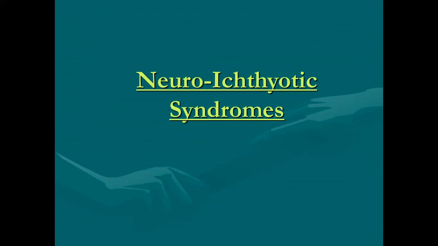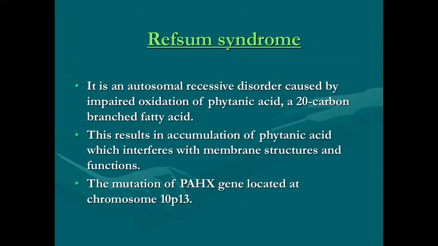Now the third category of syndromes that are associated with ichthyosis are called neuroichthyotic syndromes, because in these syndromes there are CNS findings along with ichthyosis. Among this category, the first syndrome is Refsum syndrome.